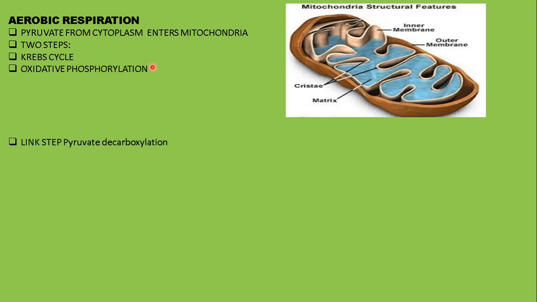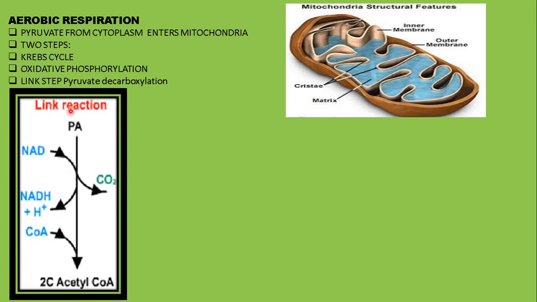Now there is a link step between glycolysis and Krebs cycle. After glycolysis, when the pyruvic acid molecules have reached the matrix, a reaction occurs which is known as pyruvate decarboxylation. From the term decarboxylation, you can make out removal of carbon. So there's a link step, a very short step, which will occur here. After that, Krebs cycle starts.